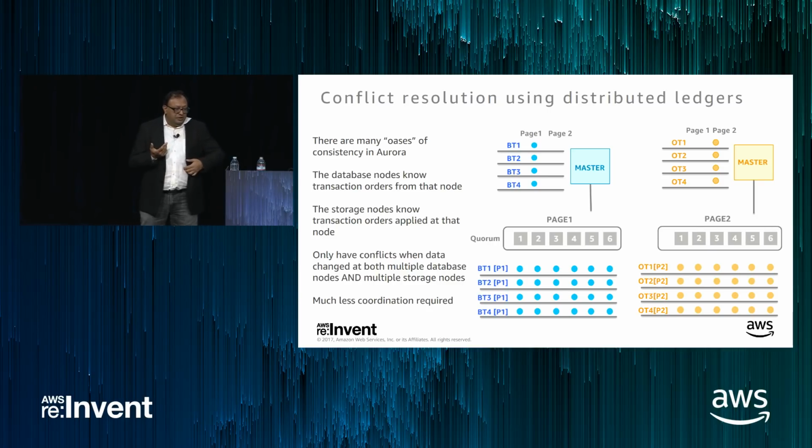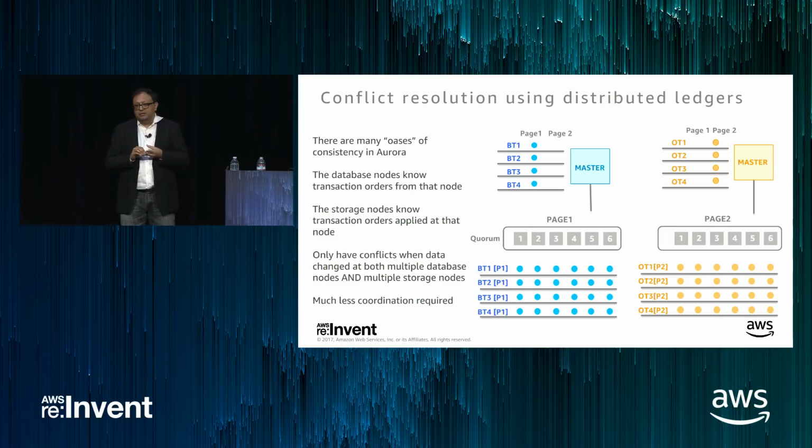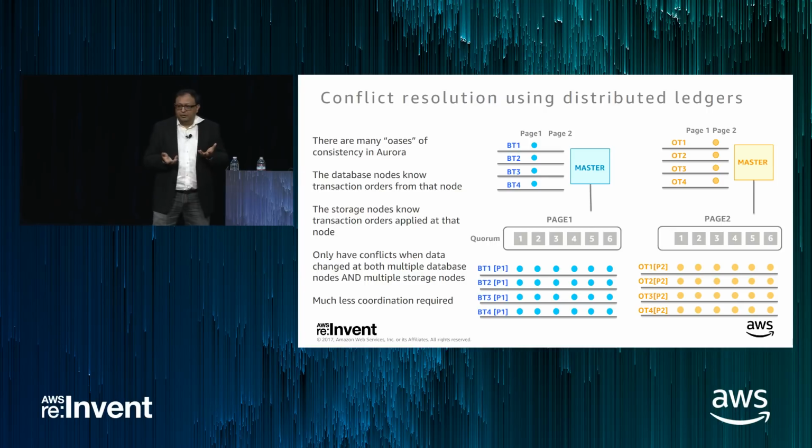And so if you believe that, then if you can know those two things, the only time that you could possibly have a conflict, given that all of these guys have observable individual state, is when data has changed both at multiple database nodes and at multiple storage nodes, right? If two guys are writing to the same storage volume, it's ordered, and that's fine. If the same guy is writing to two storage volumes, well, that's just regular old Aurora. That's totally fine, right? And since we're doing conflict resolution here, much less coordination is required.